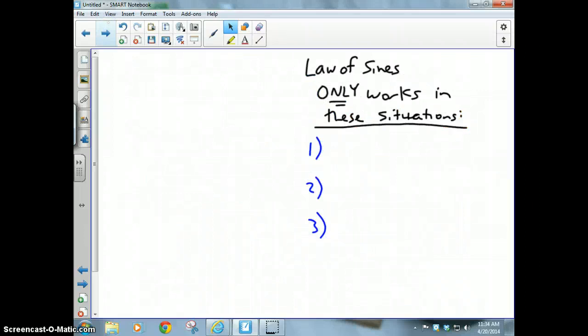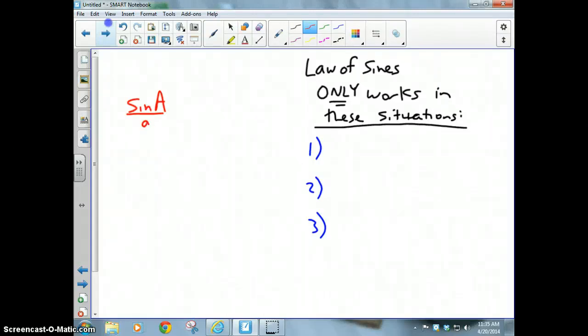Now, before we talk about how to use it, the law of sines only works in these situations. First of all, I'm going to rewrite it. Sine of angle A over little a is equal to sine of angle B over little b, which is equal to sine of C over little c. That's the law of sines.